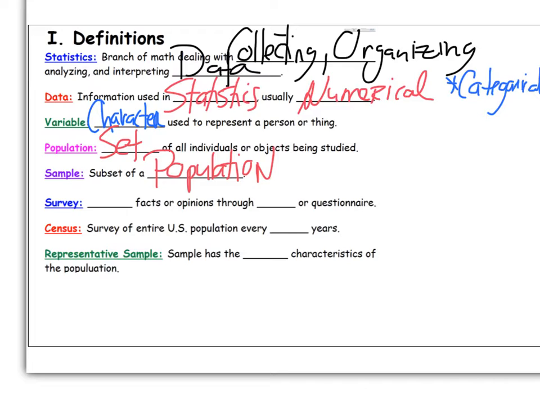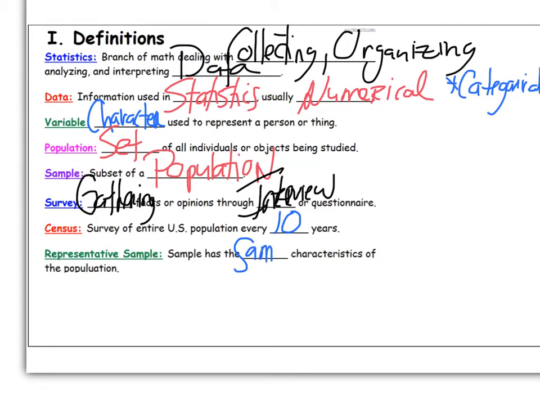A survey consists of gathering facts or opinions. You can do it through an interview or a questionnaire. A census is a survey of the entire U.S. population, and this happens every 10 years. A representative sample is a sample that has the same characteristics as the population, which is an important part of statistics. If you're going to take a sample, it should represent the population in which you are trying to capture.